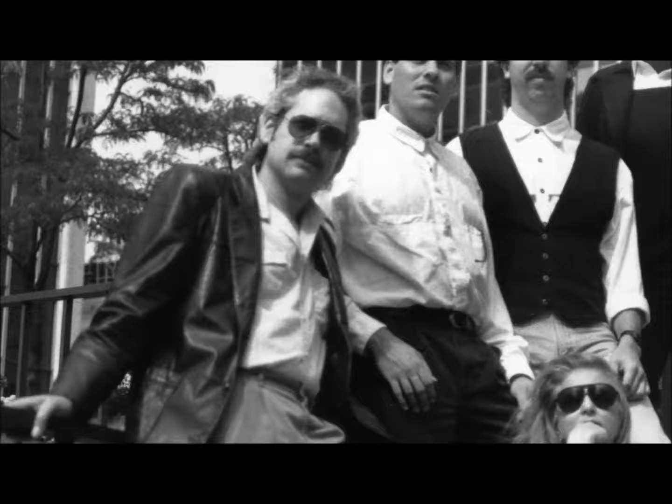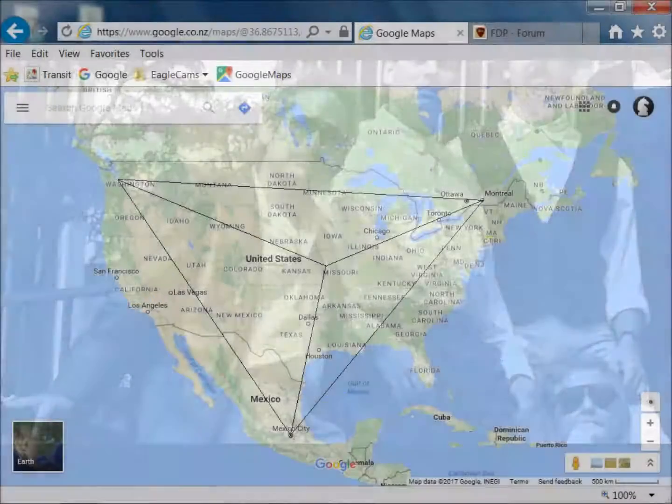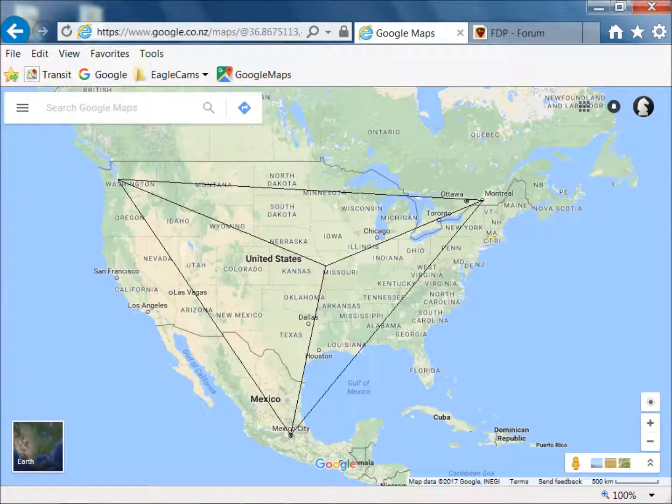I'd like to talk today a little bit about mapping the flat Earth, which I started in part 1. I showed that the distances between cities were not consistent with the flat Earth model, but I didn't do any actual mapping. I'll try that today.